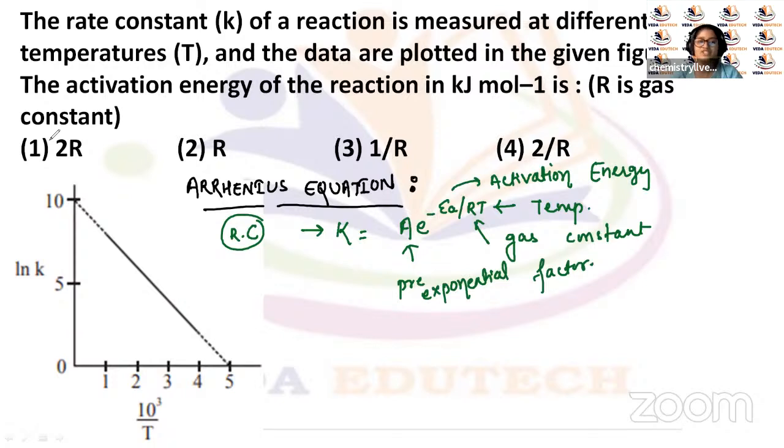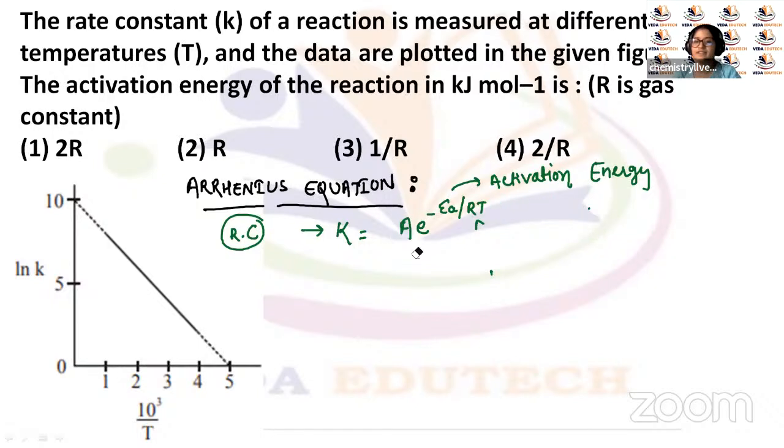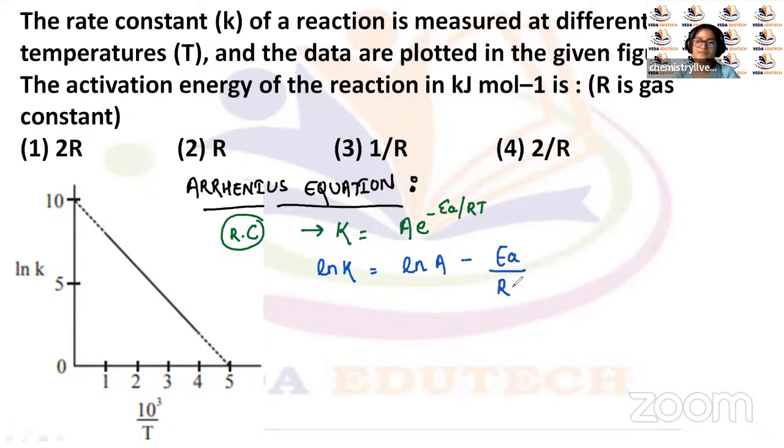We can change it a little bit. What are we going to do? We'll write it in a different way by taking ln both sides. If we take ln both sides, what are we going to get? We'll get ln k is equal to ln A, and e and ln get cancelled. So this is going to be minus Ea by RT.